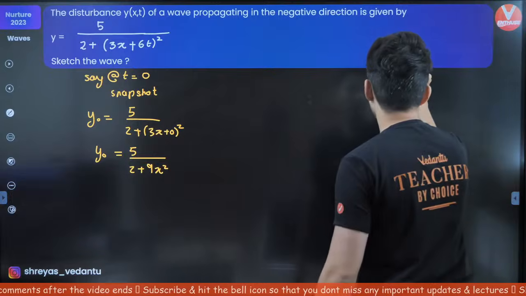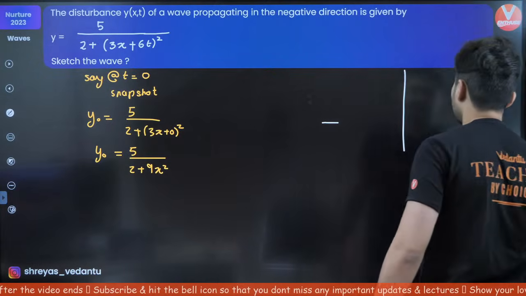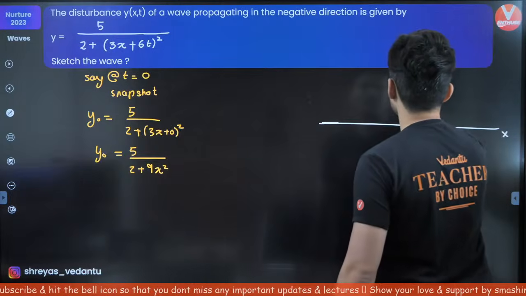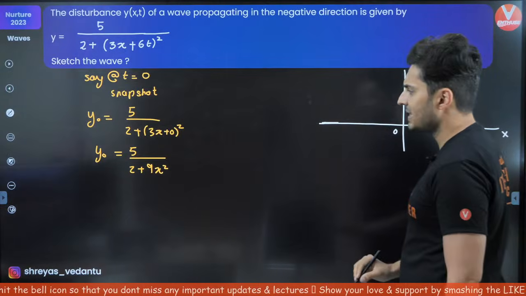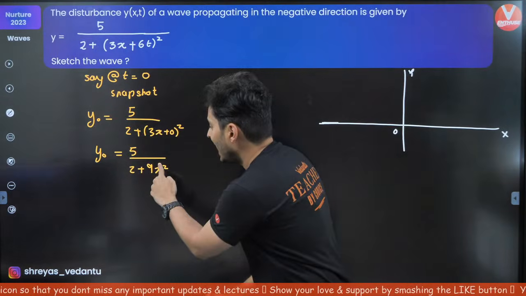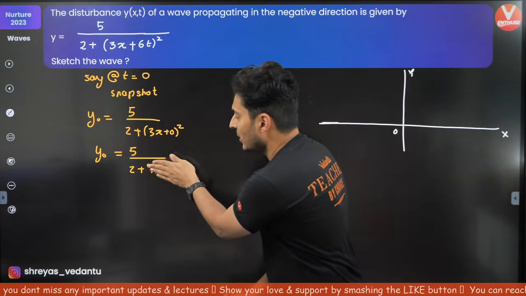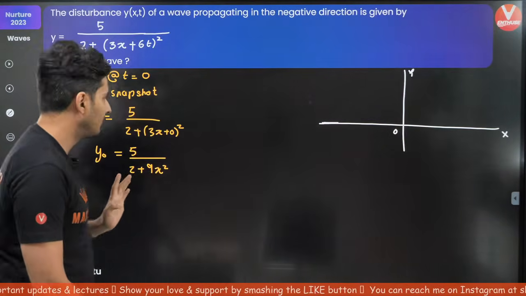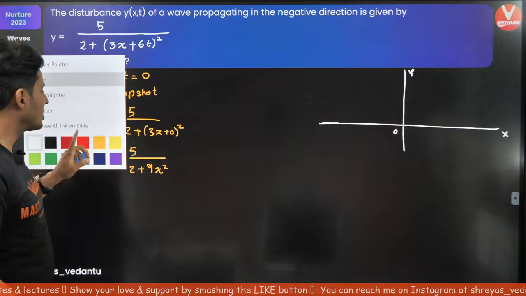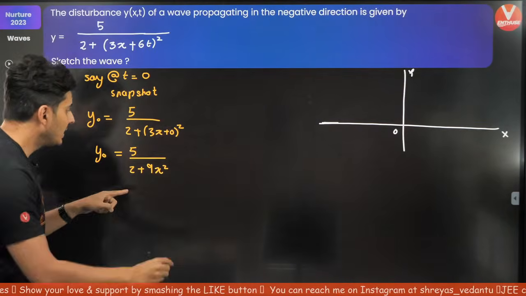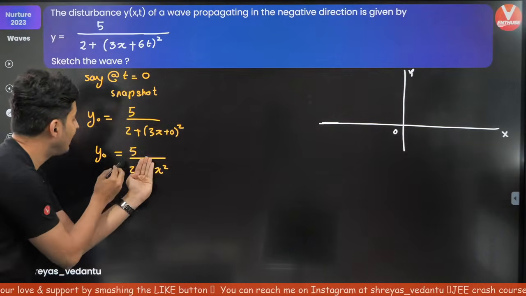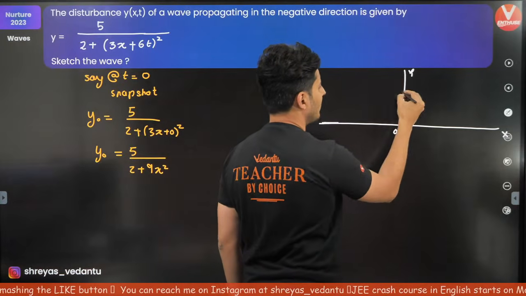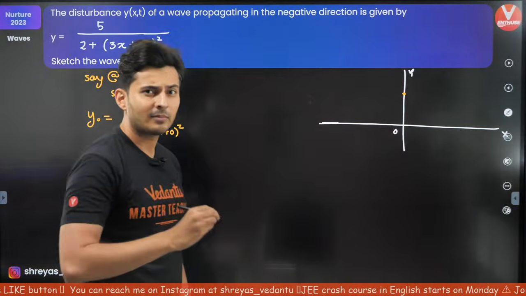Let's say I draw this as my y-axis and this as my x-axis. This is your y, this is your origin, this is your x-axis. Look at it. When x is 0, 9x square is 0, y will become 5 by 2, which is 2.5. So initially when time is 0, x is 0, the y value is 5 by 2. So maybe 2.5 is somewhere over here. Okay, so this is 2.5.